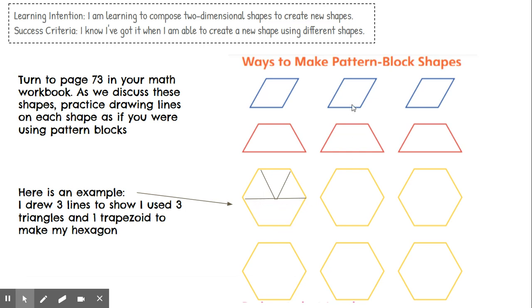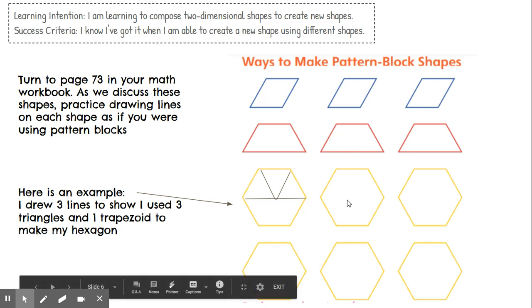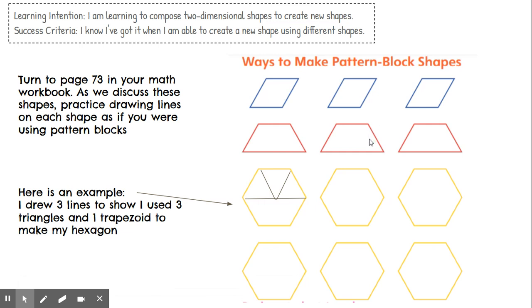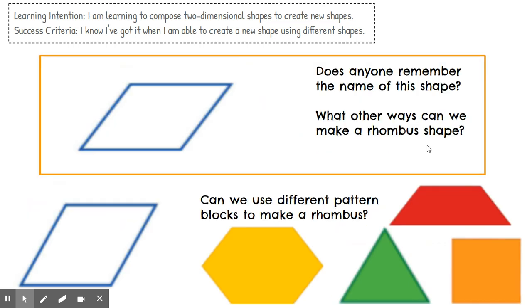Can you draw lines on these other shapes to show how you would use shapes we've practiced with to make up these outlines? Practice that in your workbook. Remember, this is a part of our learning target and success criteria. You are making shapes using other shapes.